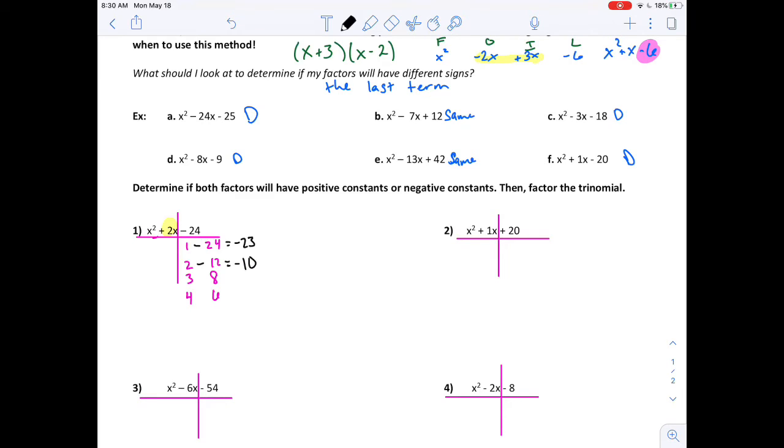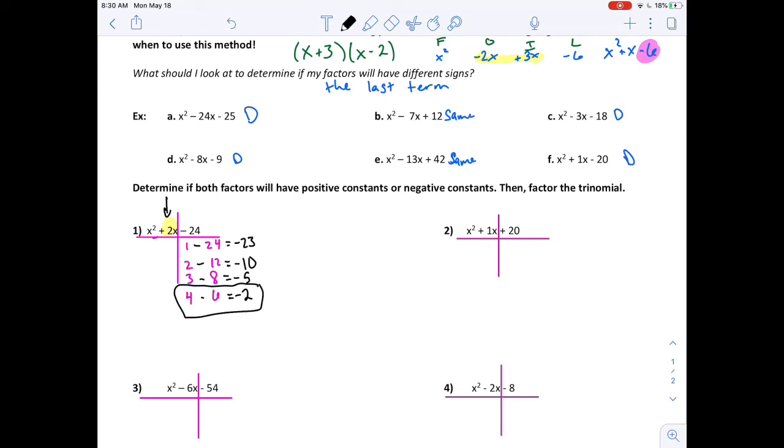2 minus 12 is negative 10. 3 minus 8 is negative 5. And 4 minus 6 is negative 2. Okay, so these two numbers are 2 apart.